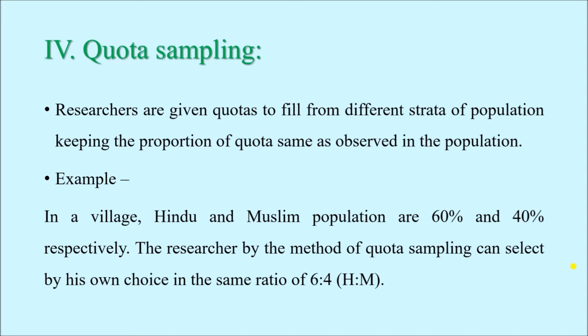I am not selecting it following the laws of probability. I am selecting it according to my convenience or according to my judgment, whatever. I am just keeping this ratio the same as that in the population. So this is the only criterion that is being fulfilled. The method of selection of subjects is non-probability sampling. So this is known as quota sampling. It does not matter which 120 Hindus or 80 Muslims I select from my sample. It has to be by any non-random method.